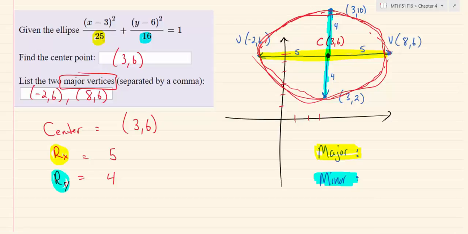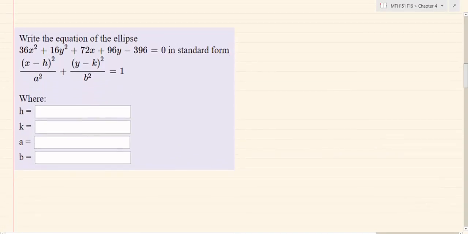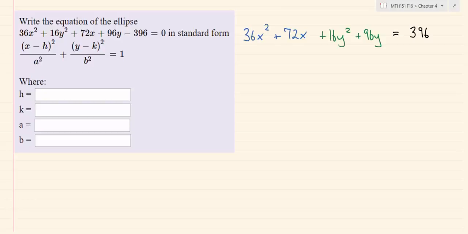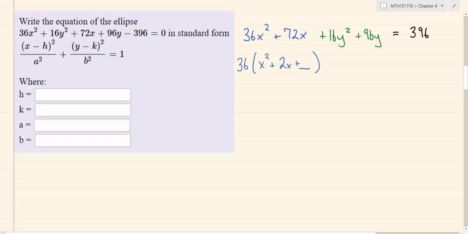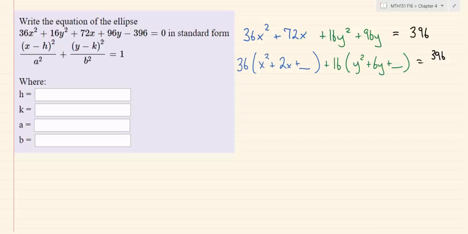How can we make this more difficult? How about we don't give you standard format? So I rearrange, I group the x's together, I group the y's together, and now we're going to complete the square. So I'm going to factor a 36 out, and then we're going to factor a 16 out of the y terms. What goes in the blank for the x term? 2 divided by 2 is 1. Squared, it gives you a 1. But we're not just adding 1 to that side. What are we really adding? 36, right? So that means we have to add 36 to this side.